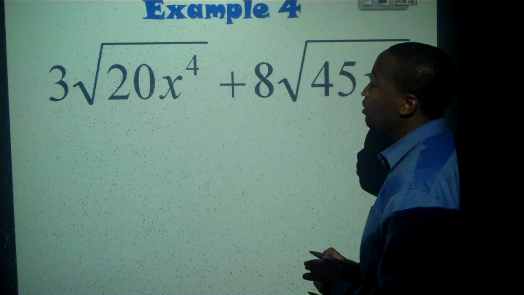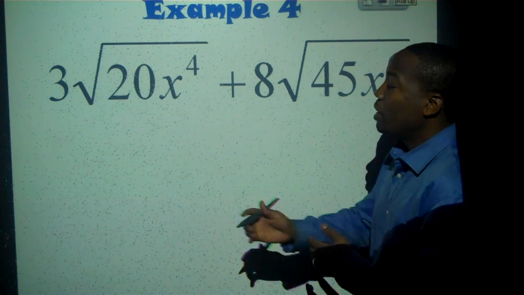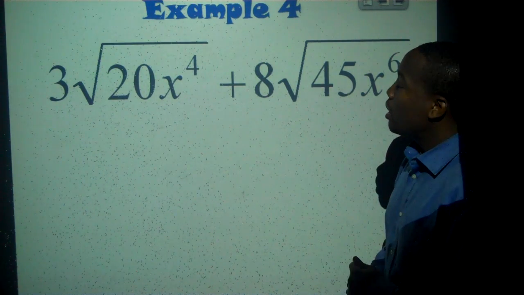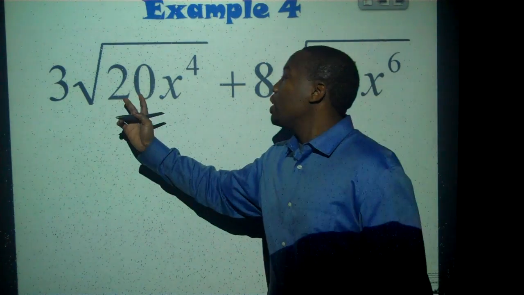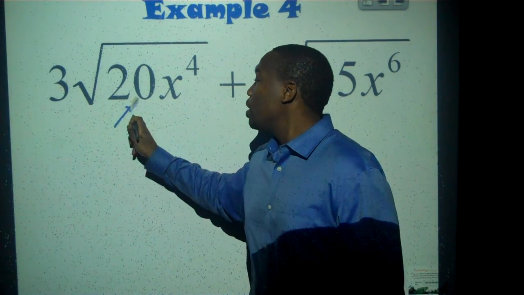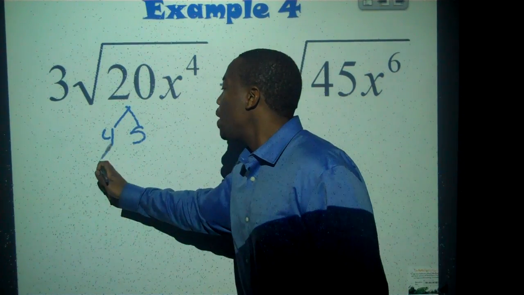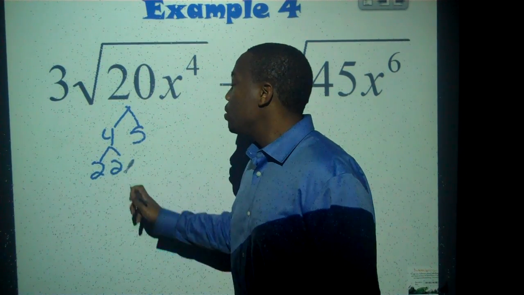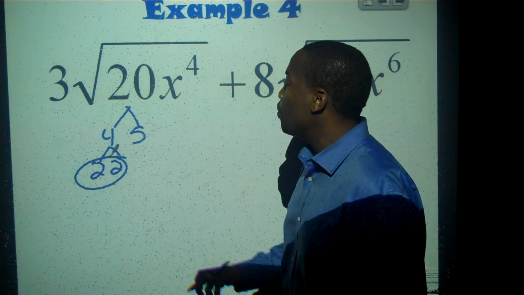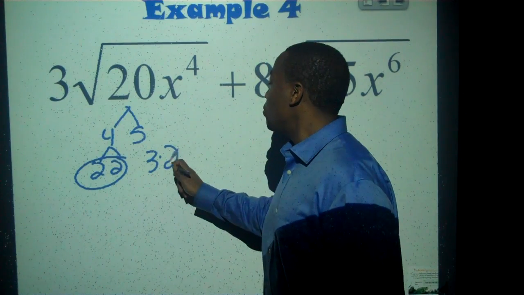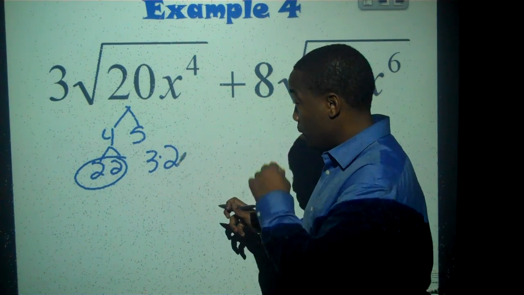No. But can I break anything down? Can I break down 20? Yeah. Can I write down 45? Of course. And what do I get here? I'll break this down, I'll get 4 and 5. Break my 5 down to be 2 and 2. So how many do we have here? We got 2. So this right here becomes 3 times 2, right?